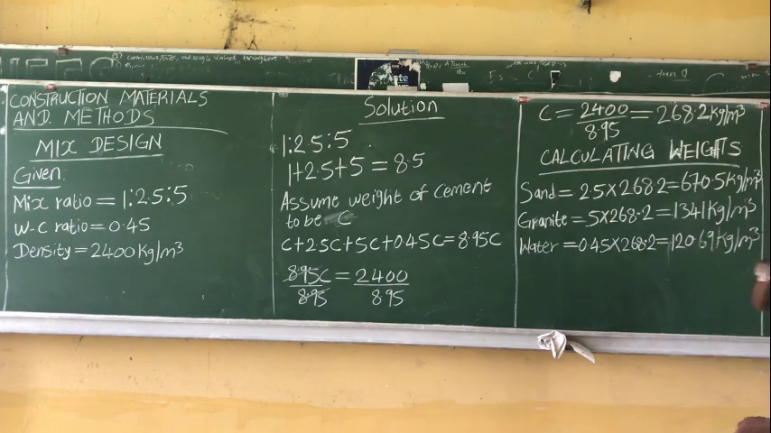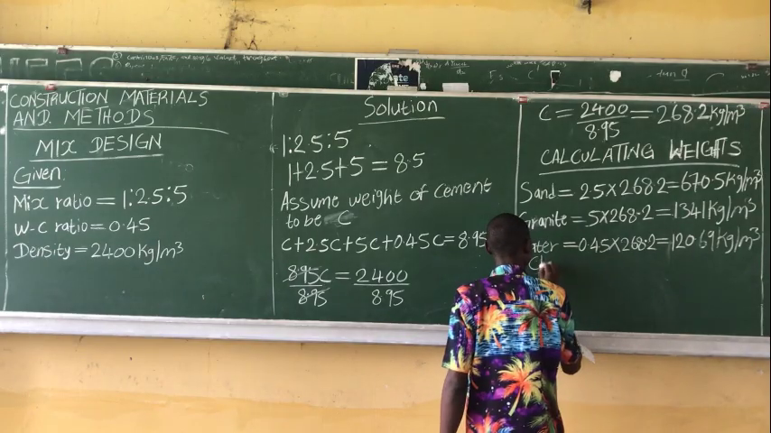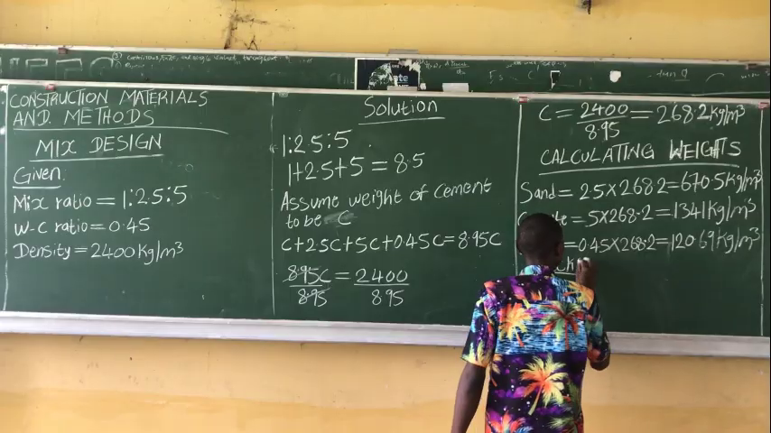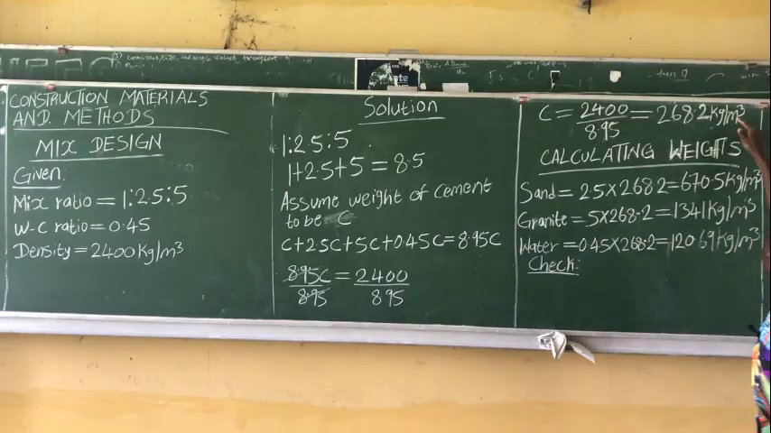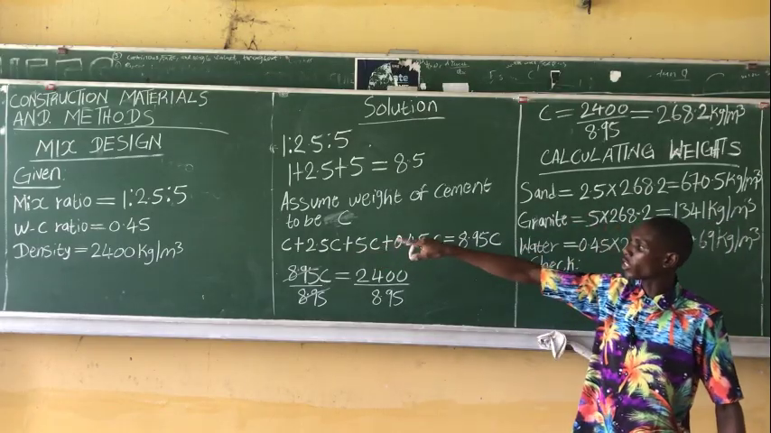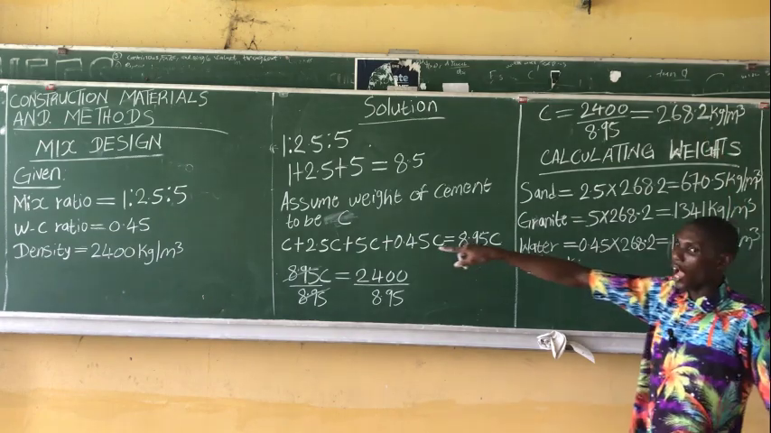So we have gotten the different weights of the different properties. We have the weight of cement to be 268.2 kilogram per meter cube, and that of sand, granite, and water. To confirm our calculation, we carry out a check. For the check, we simply sum these weights. The total weight, which is the density of hardened concrete, should be 2,400 kilogram per meter cube.